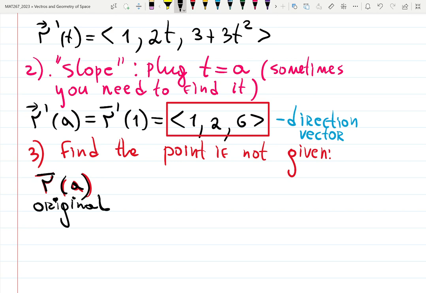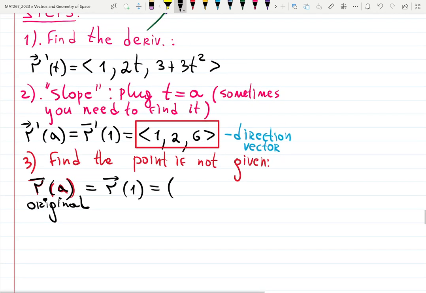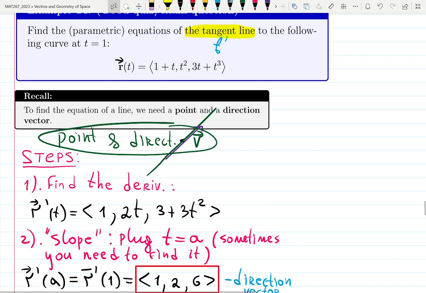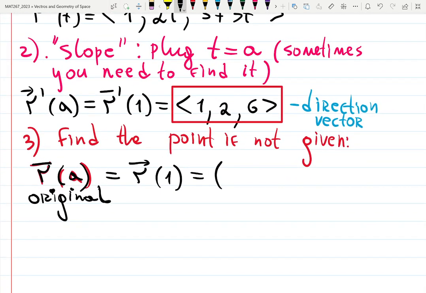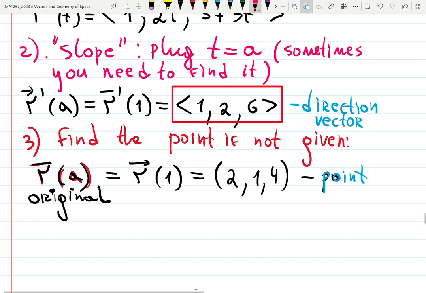We also plugged the original point into the original function. So I'm plugging into original R at 1. Let me look at the original R at 1. 1 plus 1 is 2. 1 squared is 1. And then 3 plus 1 is 4. That is going to be a point: 2, 1, and 4. So I'm plugging into the original function to get a point. Let me put it in blue. Put it in the box, because this is what we need to build the answer.